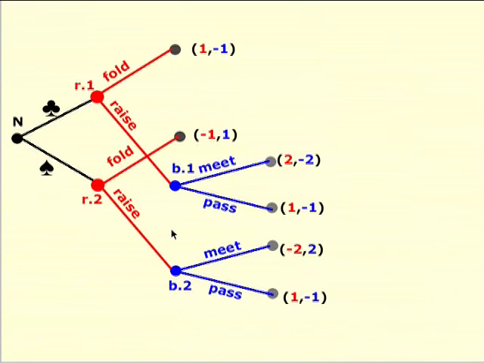So at each of these nodes, they can meet or pass, fold. And supposing the blue player passes, so you don't put any more money in the pot, then you get the same outcomes as before. If it's a club, one and minus one. If it's a spade, and red has raised and blue passes, did I get that right? This one must be reversed. Looking at the last sentence, it says in this case again, red takes the money in the pot if the card is a club, and blue takes the money in the pot if the card is a spade. So we better change that one around.